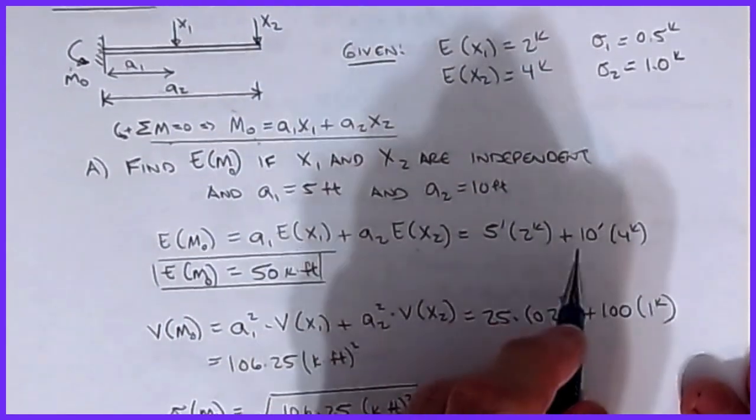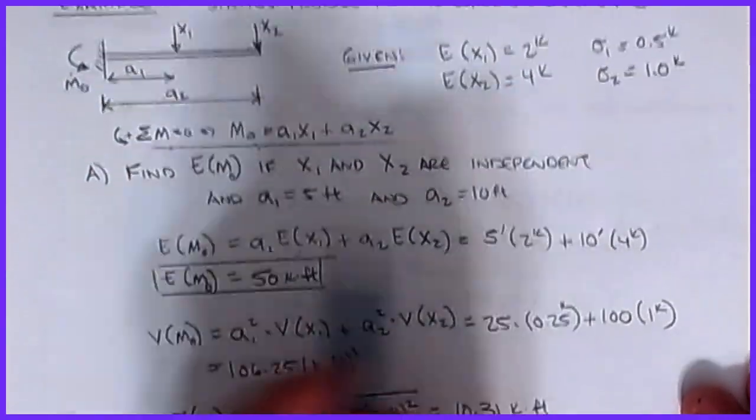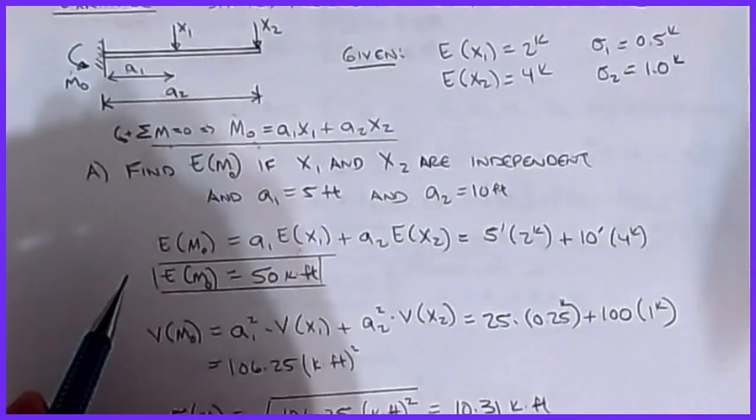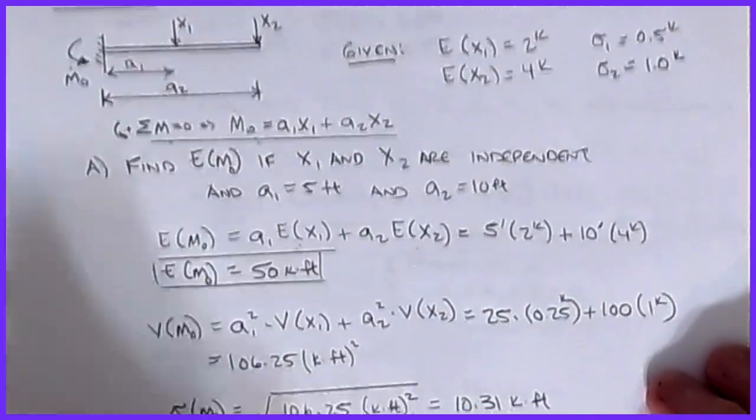And so this is 5 times 2 plus 10 times 4. Our expected value of the moment is 50 kip feet. And that would have been what you got from a classic statics problem. No problem, no issue. The difference is now in the variance.